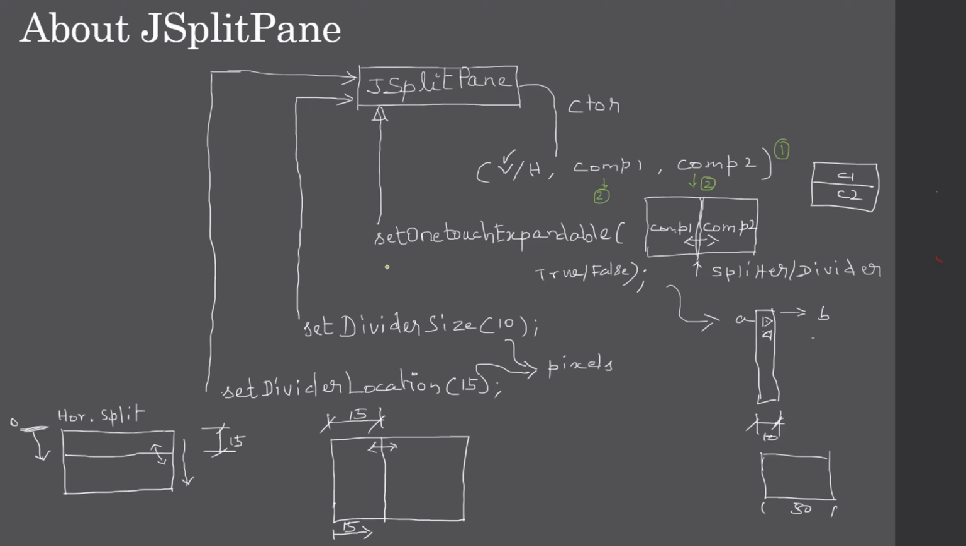Then we will explore the functionality of setOneTouchExpandable. Then we will explore setDividerSize. Then we will also explore setDividerLocation. Finally, we will add our split pane to the content pane. Alright, now let us go to the demo.